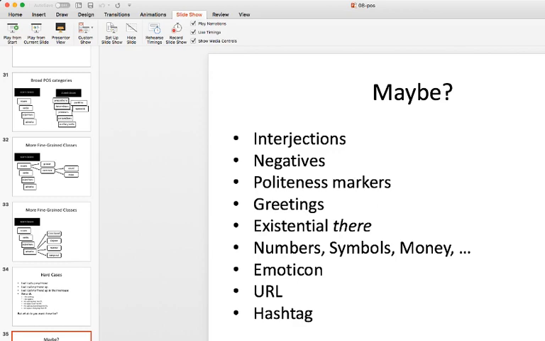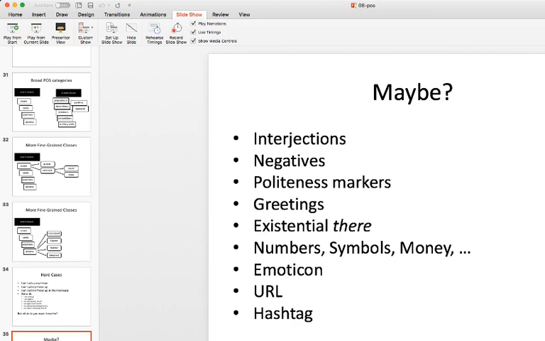You've got numbers. You want to treat symbols and money as separate parts of speech. Emoticons, you probably want to give a distinct part of speech, or emoji, as you young people insist on calling it. URLs, hashtags, all of those, for a lot of tasks you're going to want to treat as different parts of speech. Not necessarily for every task.